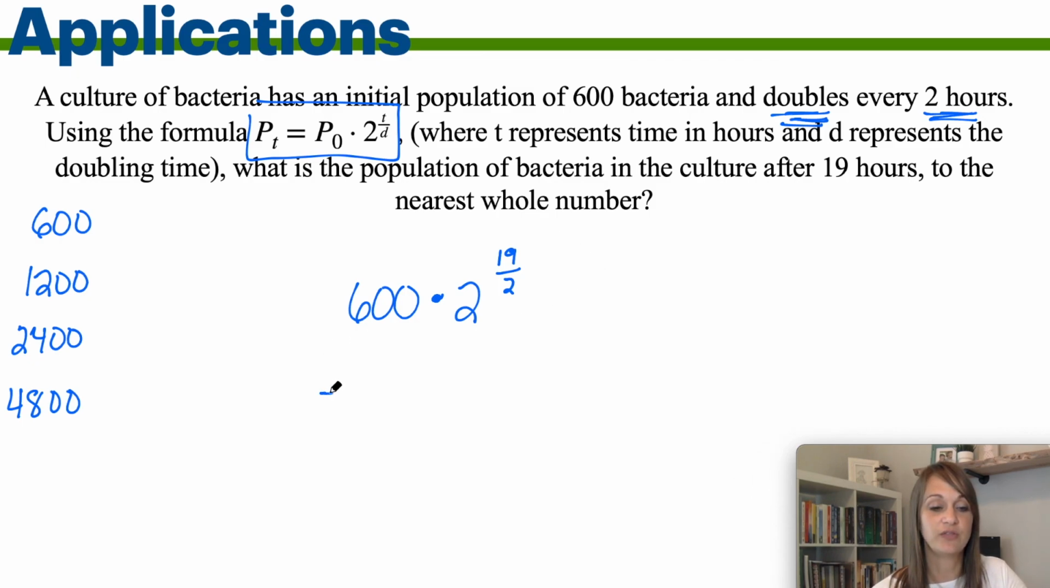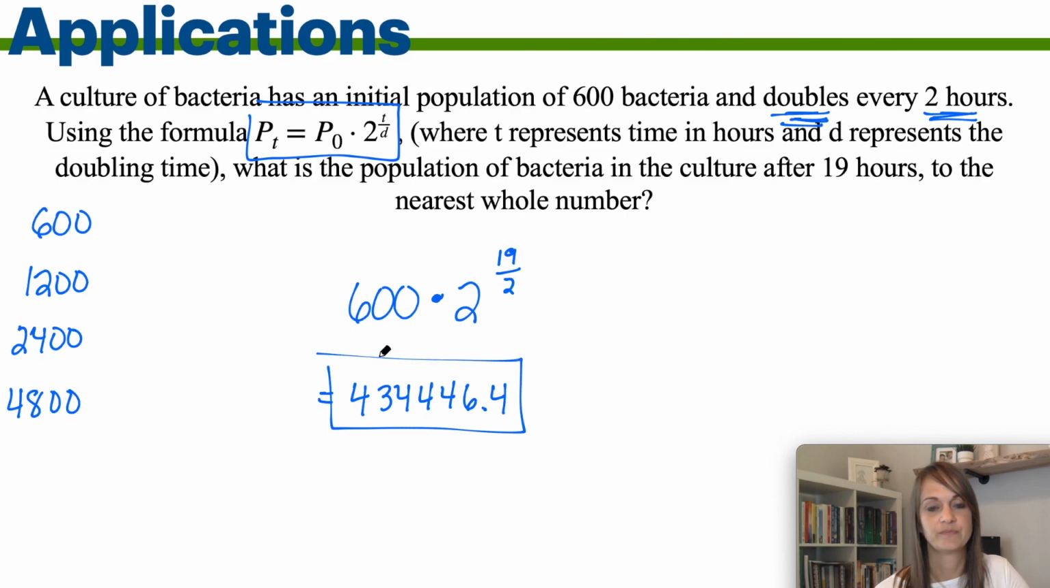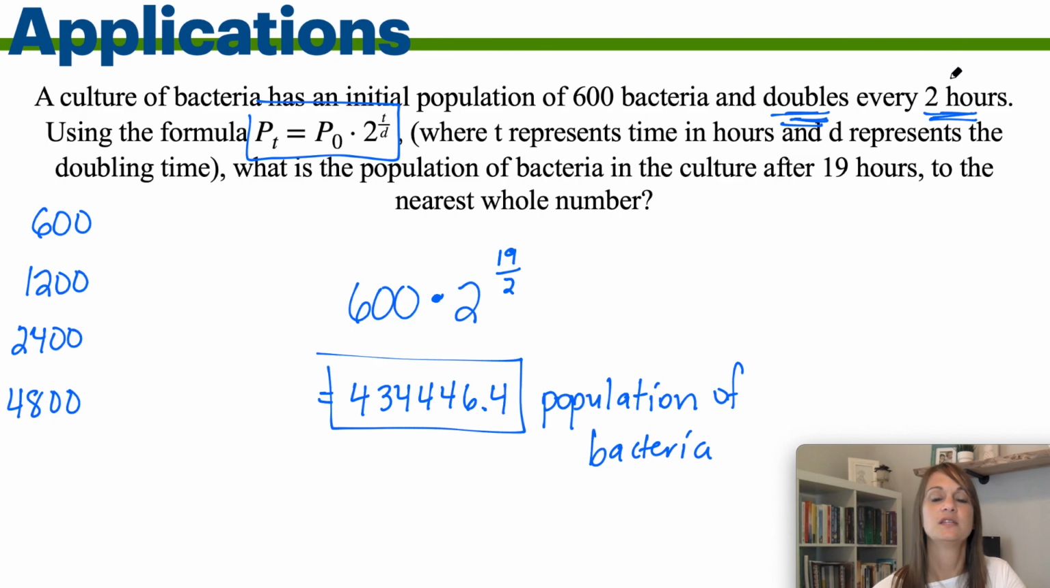If you plug this whole thing in the calculator, you will get 434,446.4, which would be the population of bacteria. If you think about it, 2 goes into 19 about 9.5 times, so 600 is doubling a little over 9 times, which is why you can get a very large number in a very short amount of time.